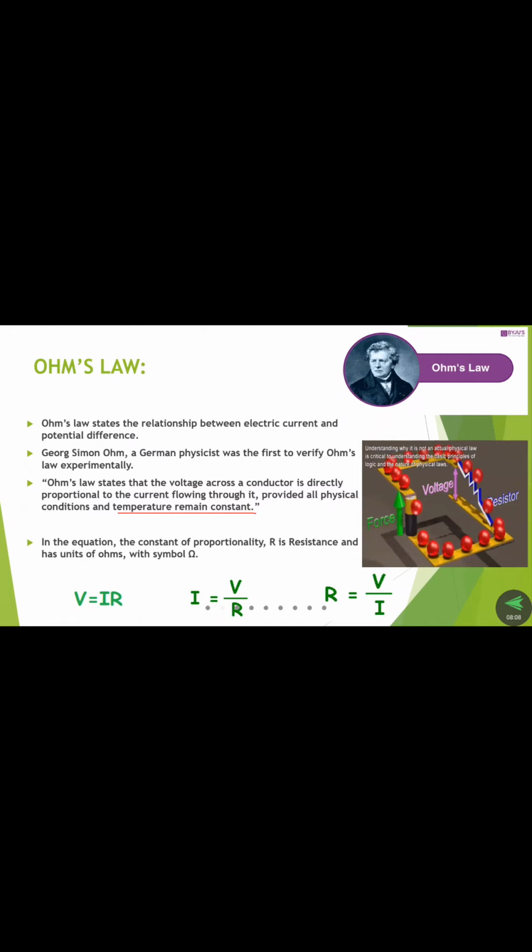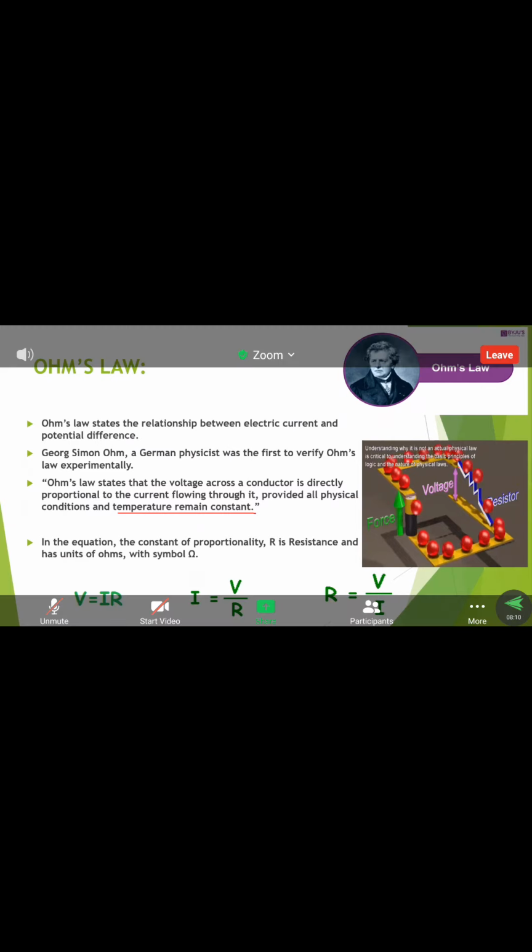So from that we draw a relationship between the voltage and current. According to the statement, voltage is directly proportional to the current. So V is directly proportional to the I value. Capital V is directly proportional to I.